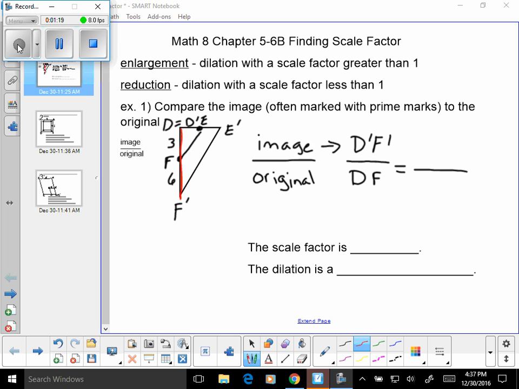Now to find D prime F prime, I have to add the 3 and the 6 together, because D to F is 3 and F to F prime is 6. So if I'm going to find D prime F prime, I have to add the 6 and the 3 together, which makes a 9. And then DF, which is 3. Now I simplify that. 9 divided by 3 is 3, because scale factors are stated in lowest terms. So the scale factor here is 3. We need to add an N onto the word A to make an, because it is an enlargement.